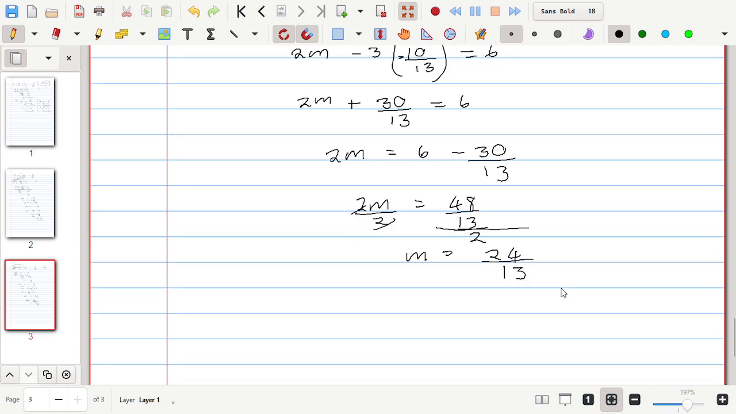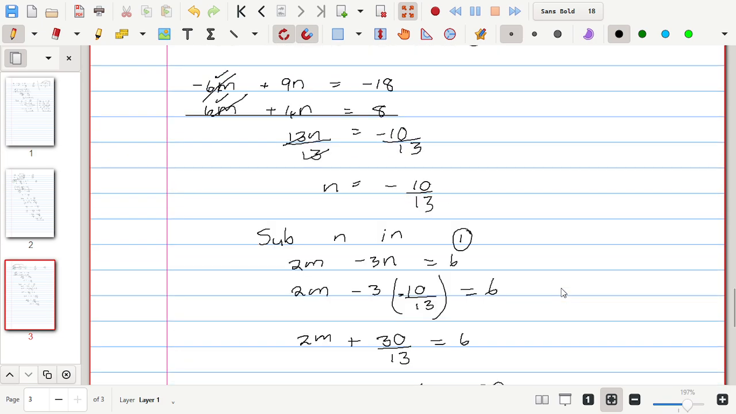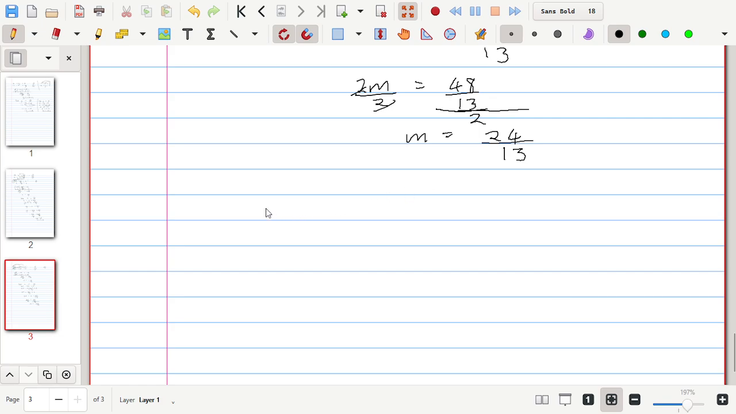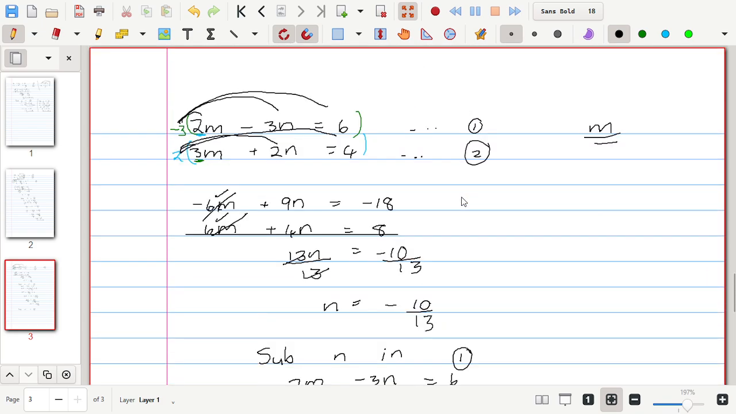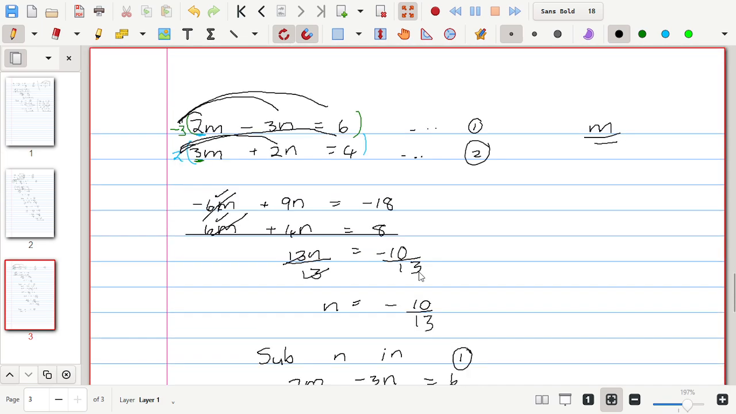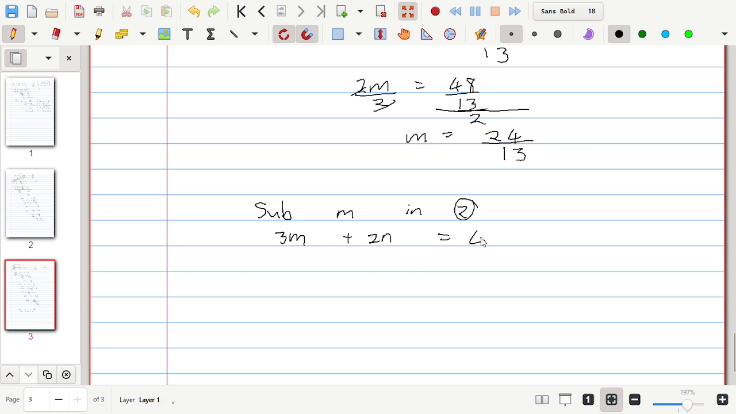Awesome. Now that we have the value of m, we could substitute into any of the two equations to get the value of n. What I'm going to do is I'm going to substitute it into equation 2. Now, in equation 2, let's just copy this down. We've got 3m plus 2n is equal to, let's see, what was that? 4. Let's substitute m. This is 3 into 24 over 13 plus 2n is equal to 4.